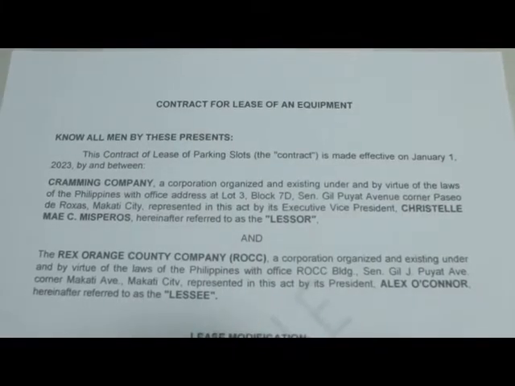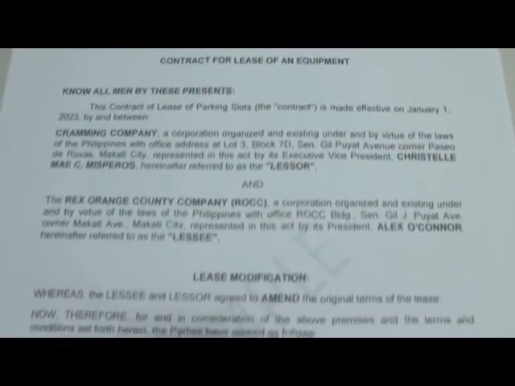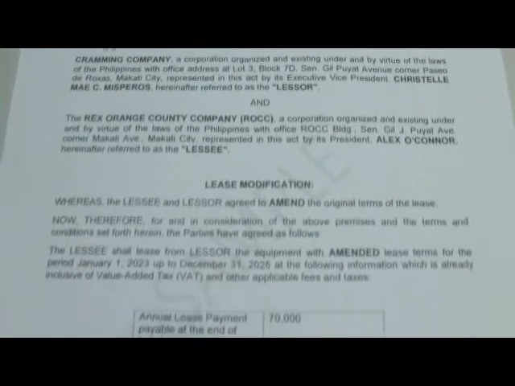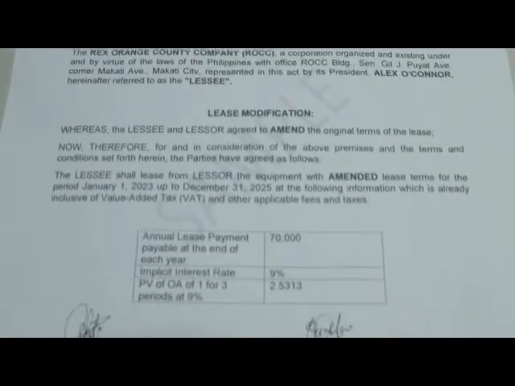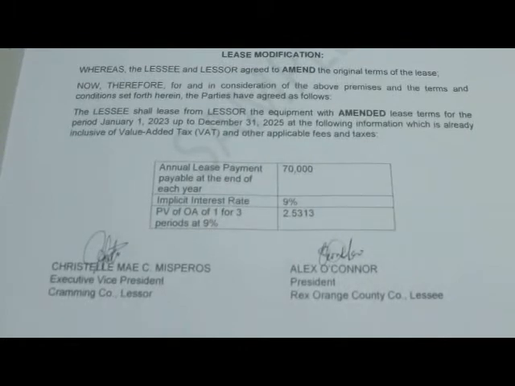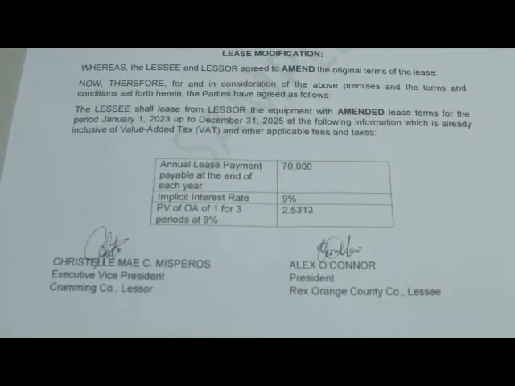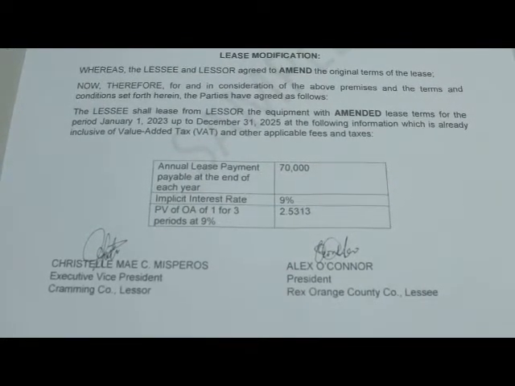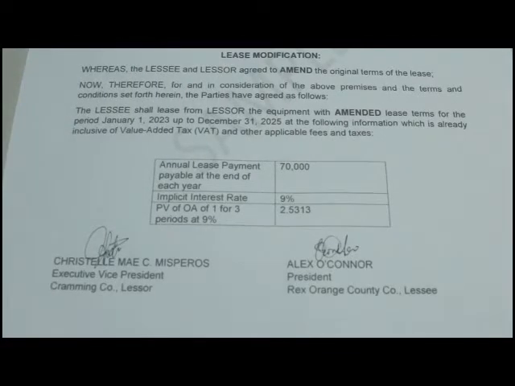On January 1, 2023, Rex Orange County Company and the lessor agreed to amend the original terms of the lease with the following information. Annual lease payment payable at the end of each year, 70,000, implicit interest rate 9%. So, yun nga, guys, may amendment na nangyari daw sa lease, which is reducing the lease payment from 80,000 to 70,000. So, dahil dyan, magkakaroon tayo ng remeasurement, and that is the step 5.